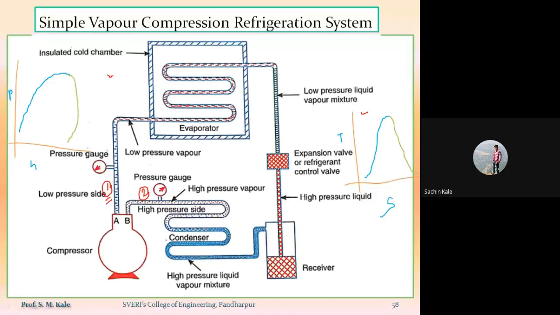No. So first of all, I should able to indicate point number 1 on the pH diagram and on the TS diagram. Now, how to indicate the point number 1?